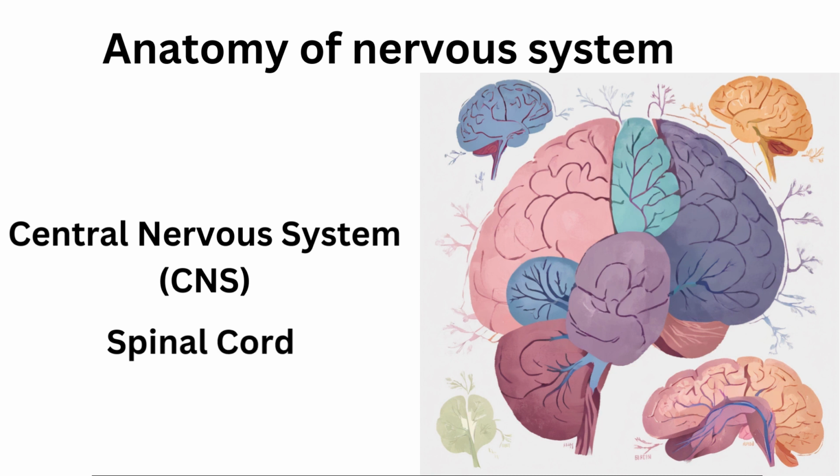Spinal cord. The spinal cord is a long, tubular structure that extends from the base of the brain down through the vertebral column. It acts as a pathway for communication between the brain and the rest of the body. Sensory information from the PNS is transmitted to the brain through the spinal cord, and motor commands from the brain are sent to muscles and organs via the same route.